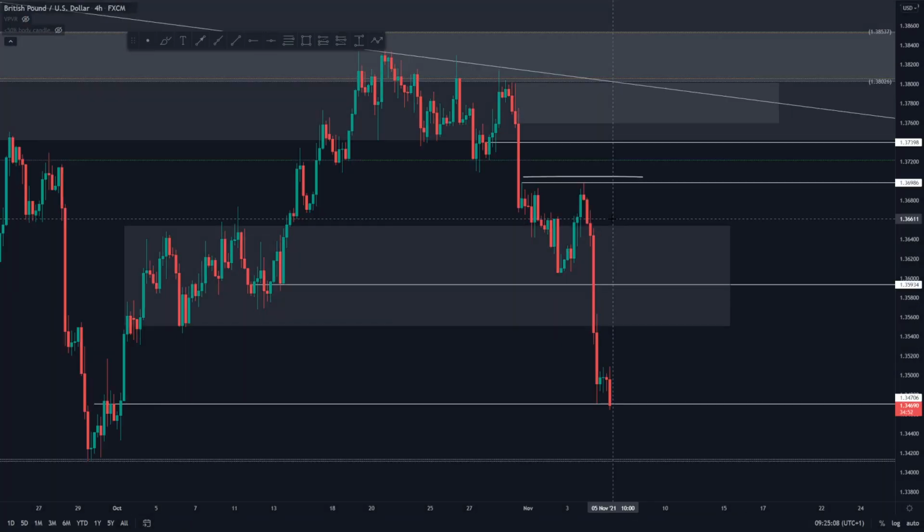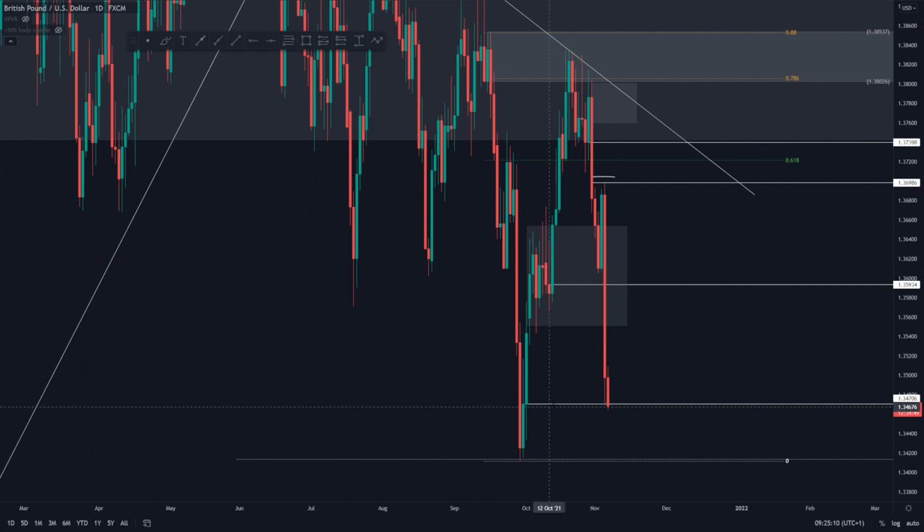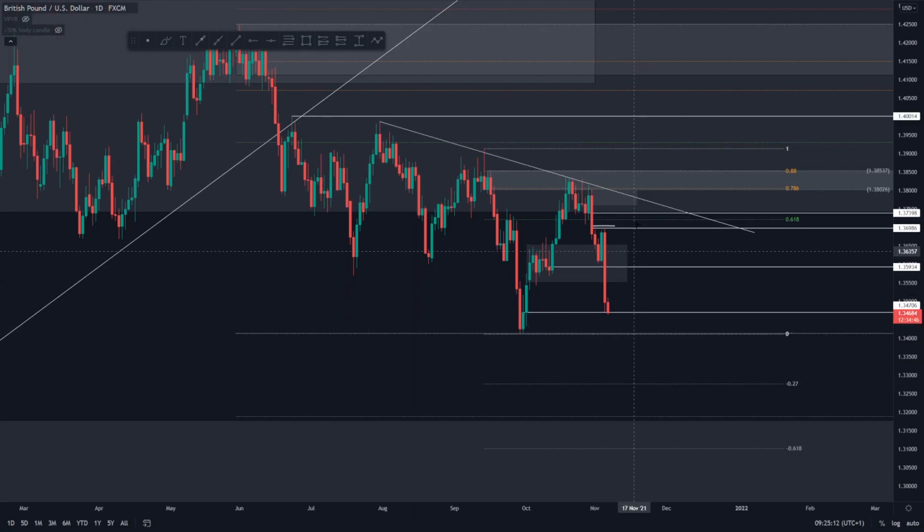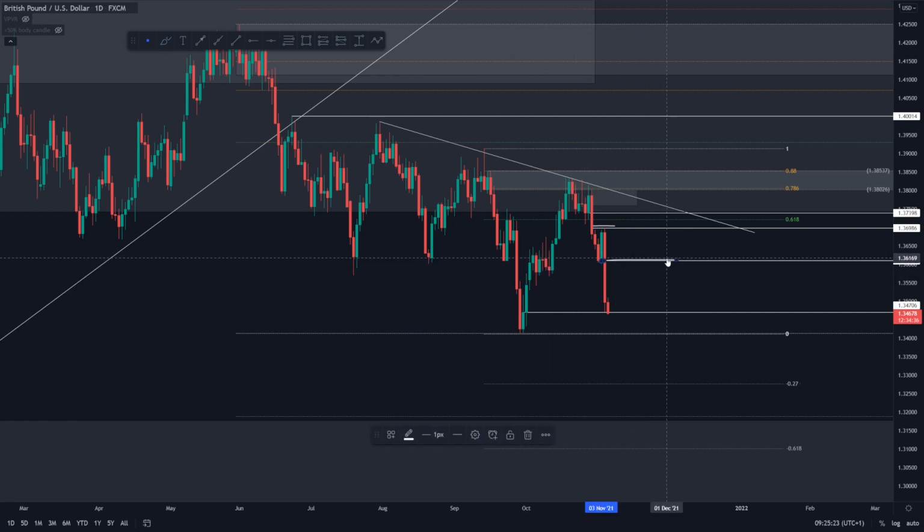Pound dollar is currently located at these lows, currently located in daily demand. So we could see a push back up towards the highs very soon, in my opinion, to see a pullback back towards this area over here. So this line over here, 1.36104. That's the area that I'm looking for a pullback towards. So yeah, that's pound dollar. Let's head over to Kiwi dollar.